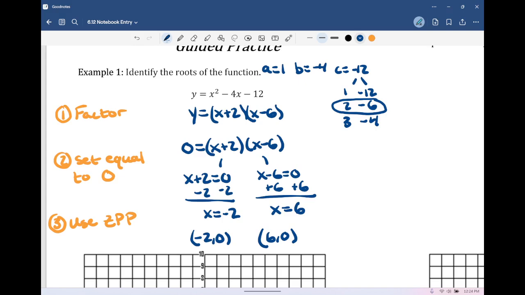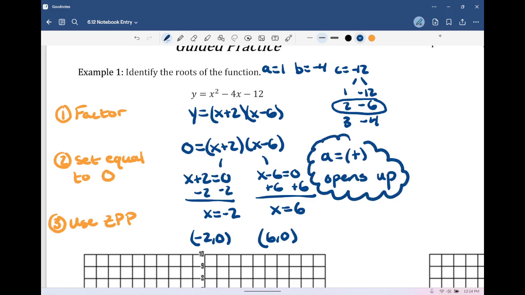When a is positive, it has to do with how our parabola opens. Okay? So it opens up. A is positive, so it opens up. You have to know this for your exit ticket. You have to know how A plays a part in this.